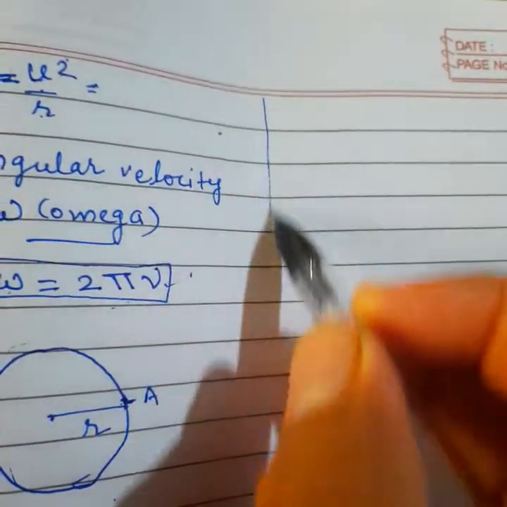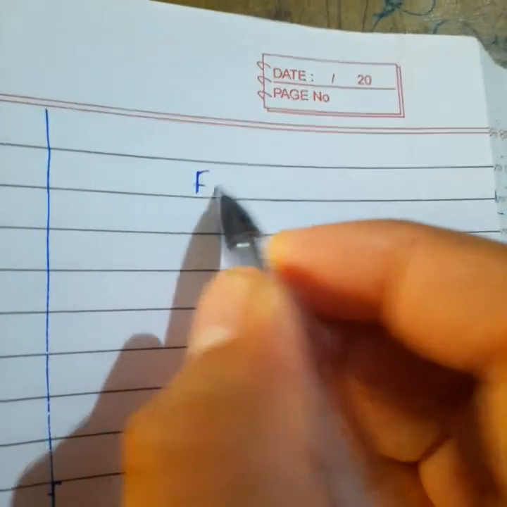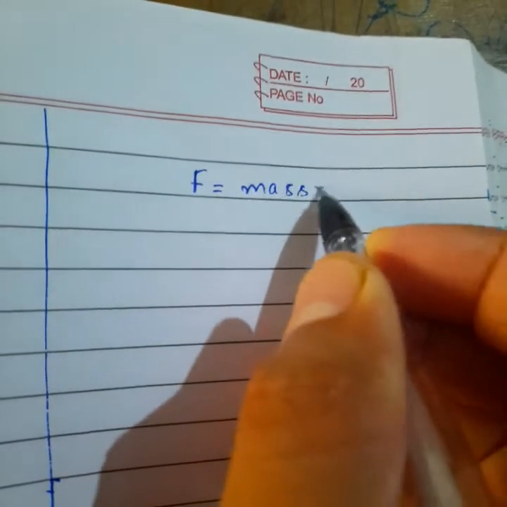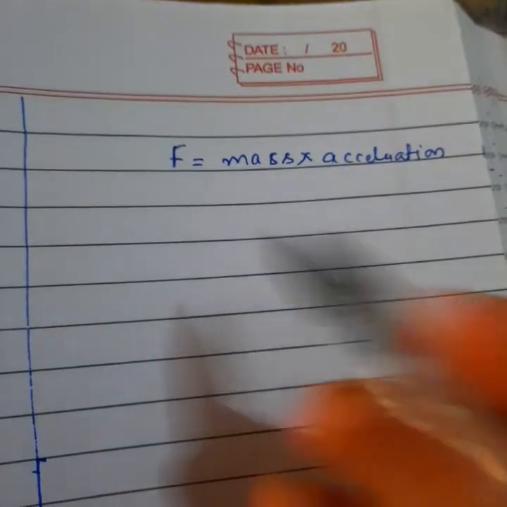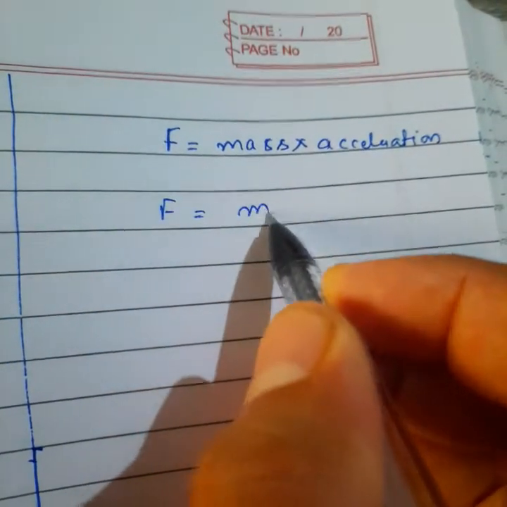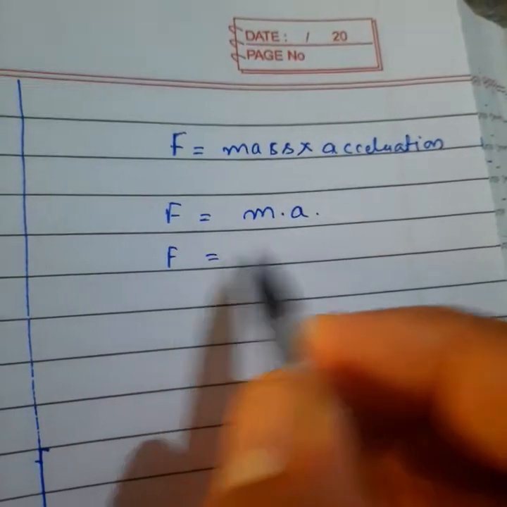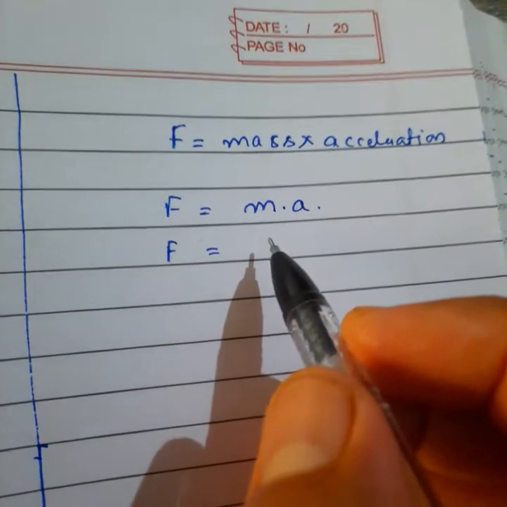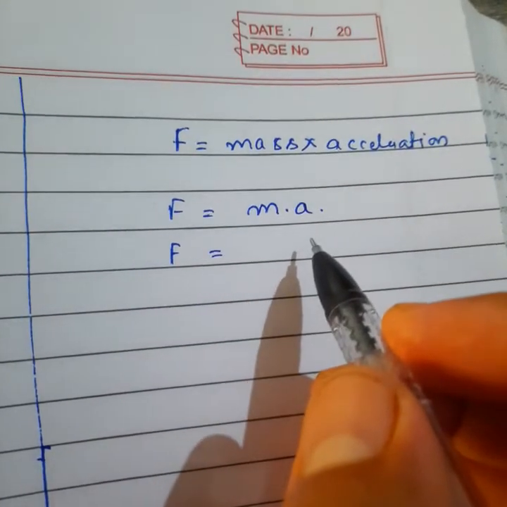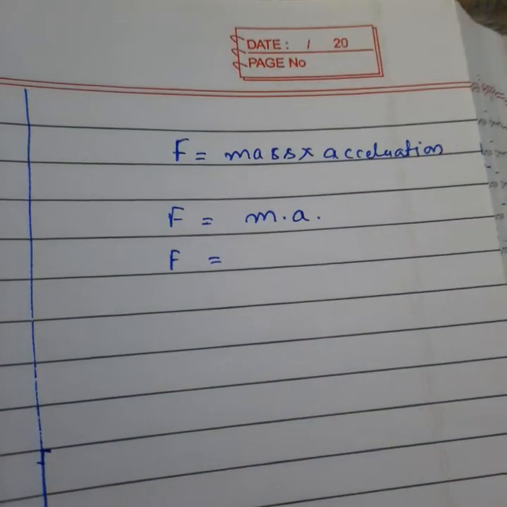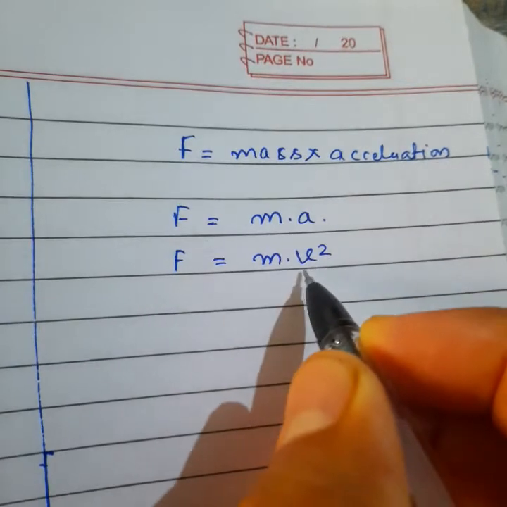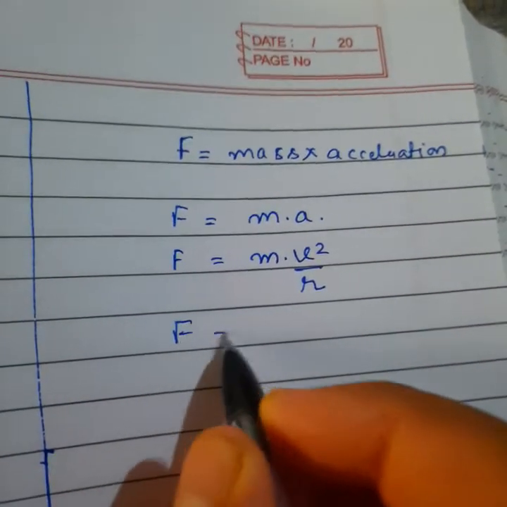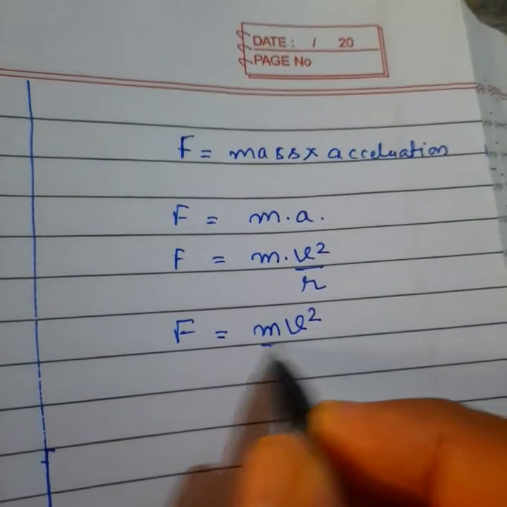We will start our derivation from, okay, listen student, we know what force is. Force is equal to what? Mass into acceleration. So if F is equal to mass into acceleration, what is the value of a? Tell me fast. The value of a is v square divided by r. Very good. Then this is your centripetal force formula, m v square divided by r.